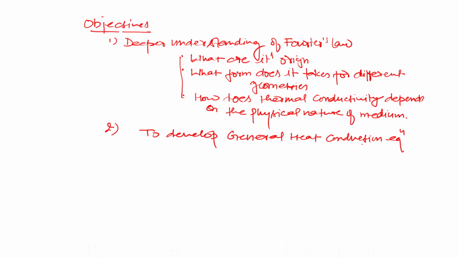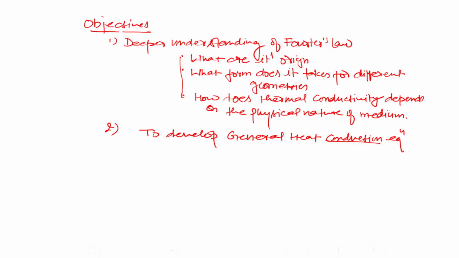So what is the purpose of developing the general heat conduction equation? The purpose of developing the general heat conduction equation is to find out the temperature distribution in a medium in which conduction is the only mode of heat transfer. Because we are deriving the general heat conduction equation, through this equation we are able to find out the temperature distribution in a medium in which the heat conduction is taking place.